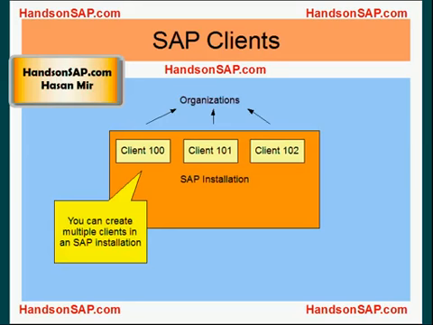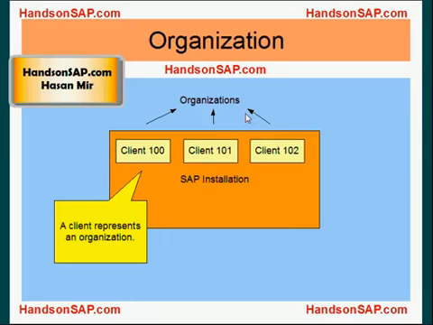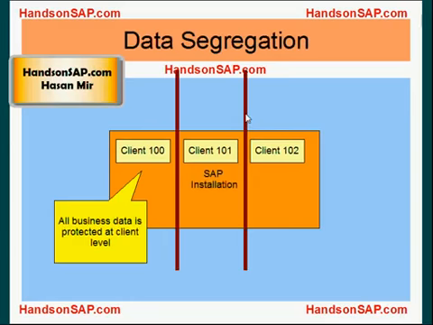You can create multiple clients in an SAP installation. For example, if this is development environment, it could have three clients: client 1, 2, and 3, or client 100, 101, 102. This is just the client numbers. Now, a client represents an organization or a company. The main thing here is all business data is protected at the client level.